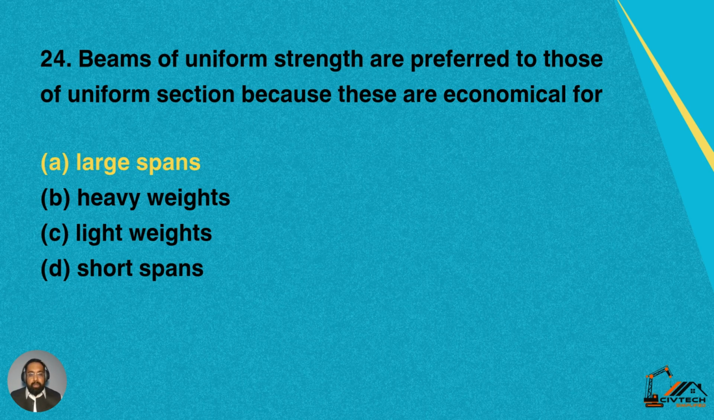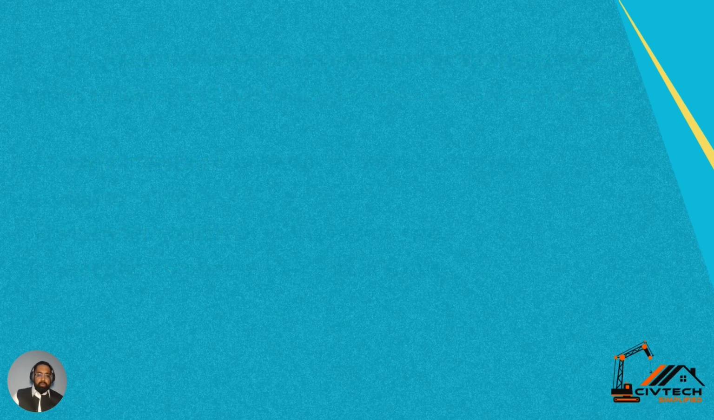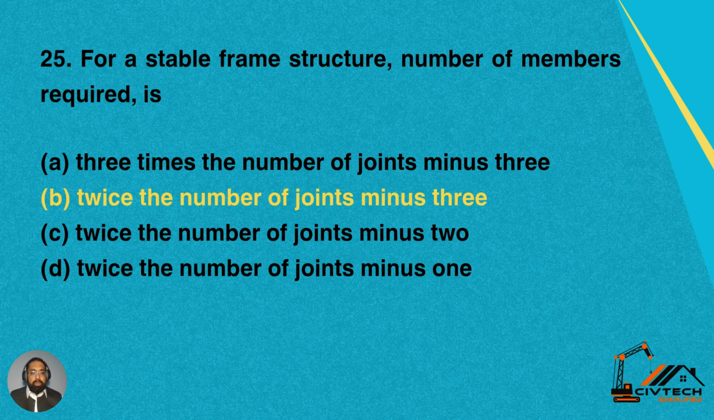Then we have question 24. Beams of uniform strength are preferred to those of uniform section because these are economical for: option A, large spans; option B, heavy weights; option C, light weights; option D, short spans. So beams of uniform strength are preferred instead of those of uniform section because of large spans, as these are economical in large spans. Option A is the correct option for this question.